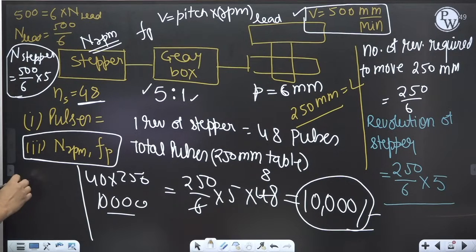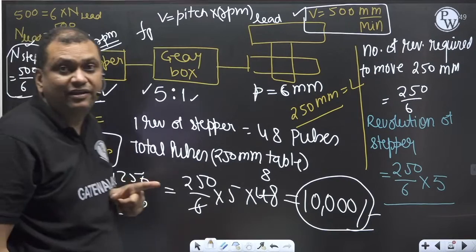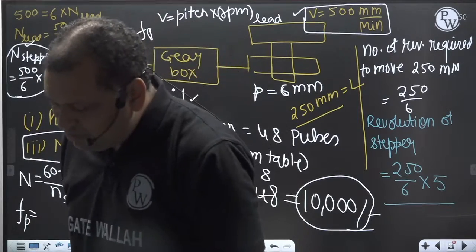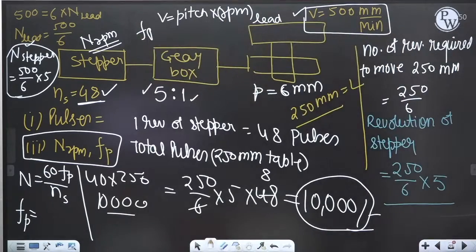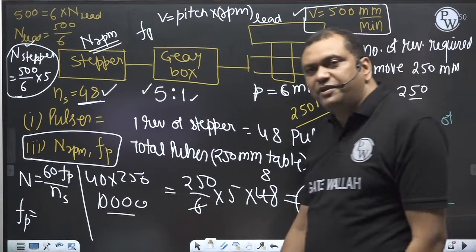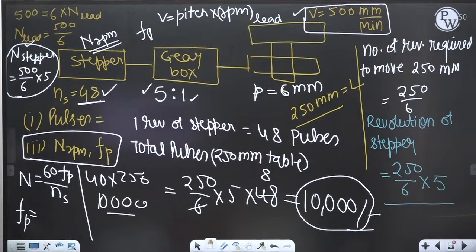And I also taught you one formula. RPM is nothing but 60 FP by NS. This is the RPM. NS is 48. Tell me what is FP. I have calculated FP. Give me that answer of FP. Most of your answers are correct, those that I am able to see in the chat box.